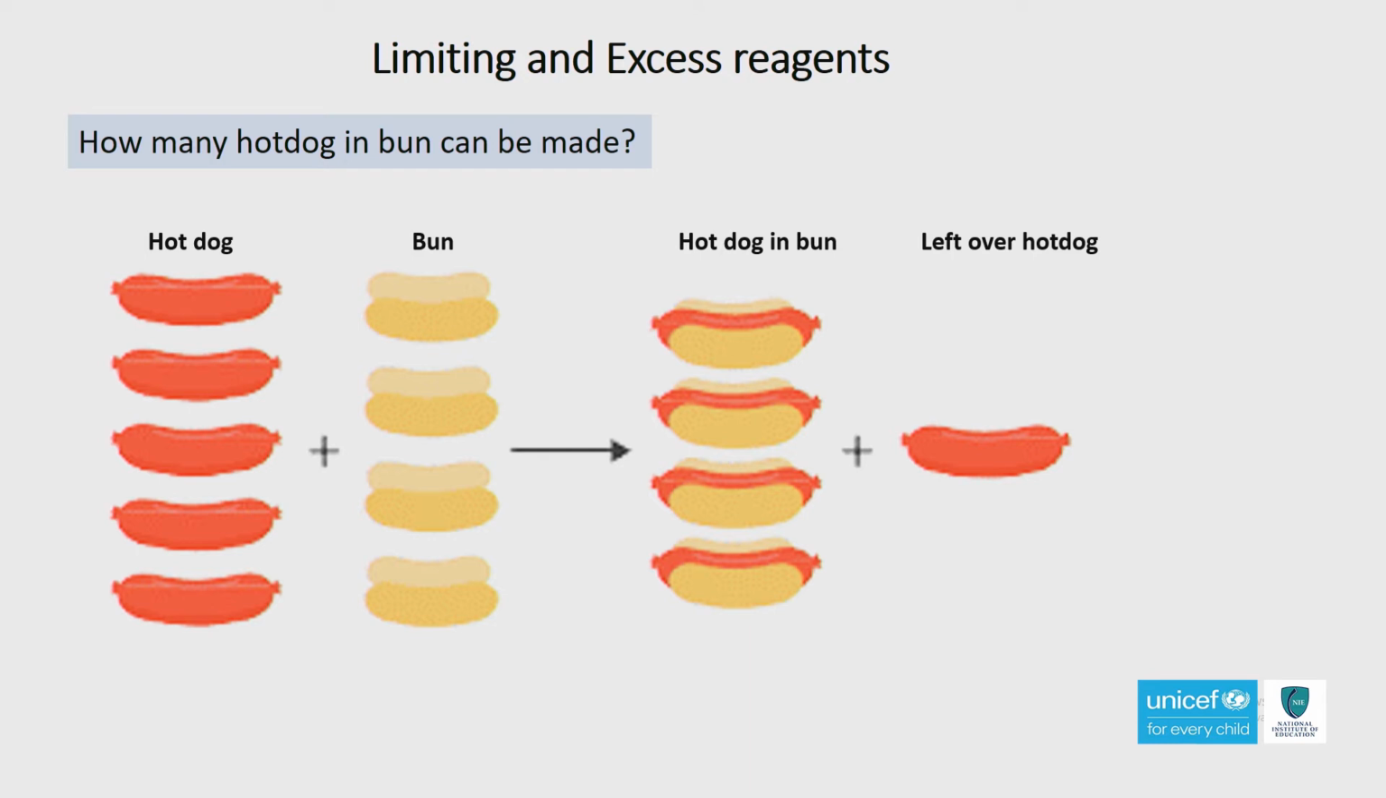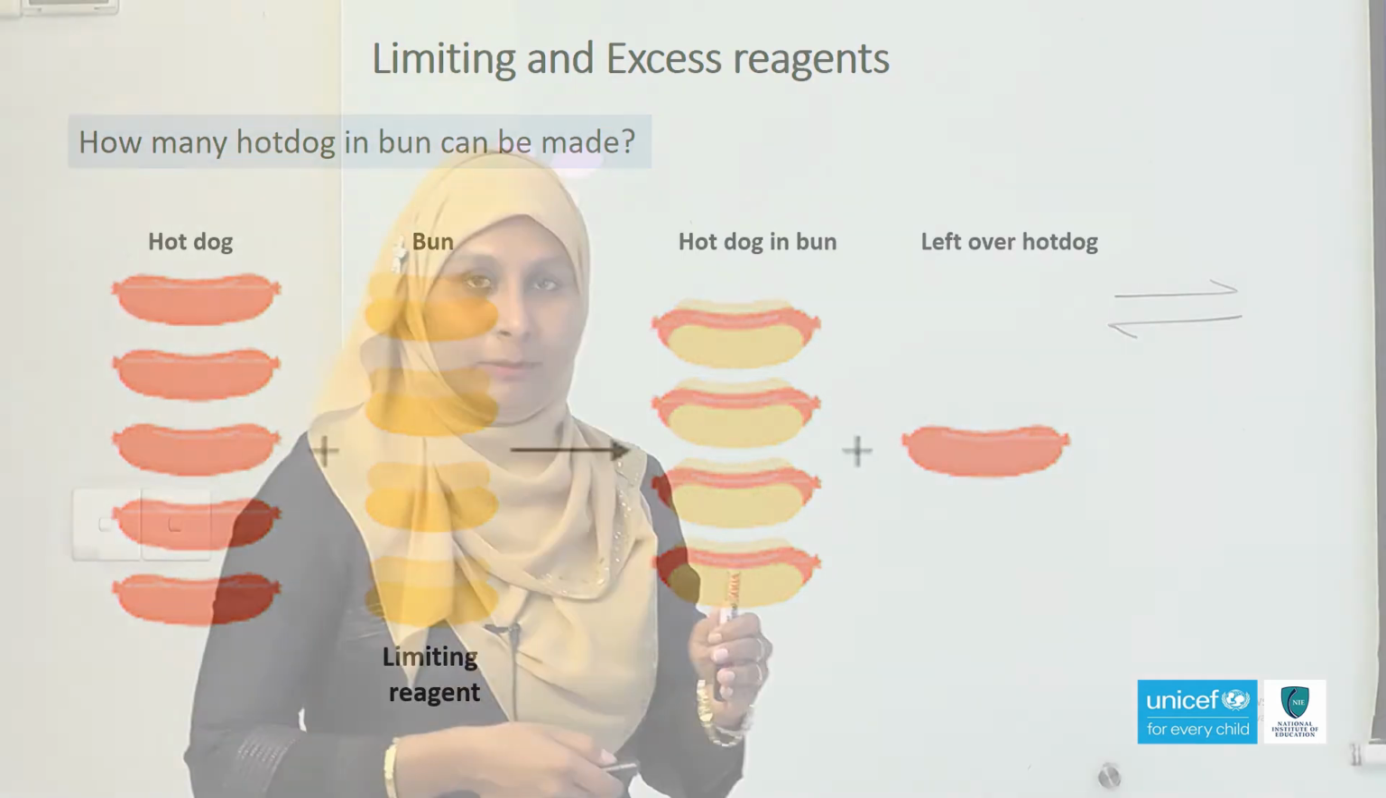So, what does this tell us? Now, we have 5 hot dogs and 4 buns here, and the total amount of hot dogs in buns I have got is 4. So, the amount of product that we get always depends on the limiting reagent. The excess will remain as it is. So, in every calculation, the limiting reagent is important because it will give us the total amount of product that will be produced in any chemical reaction.